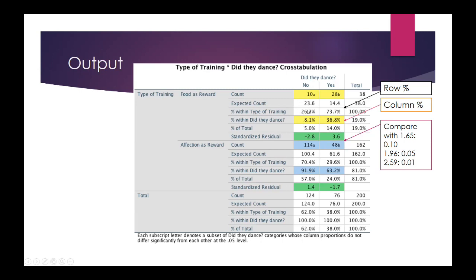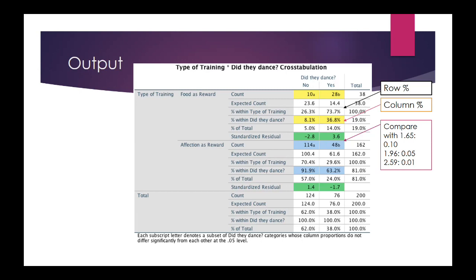So when we're looking at this first one, it's left to right. Out of food as reward, 26% did not dance, whereas 74% did dance. The bottom number is more looking at this value compared to your other group, this value. So looking at did they dance? No, 1.1% did not dance with food reward, whereas 91.9% did not dance with affection as reward. Again, we can speculate where those significances are coming from based on the contingency table we looked at before.